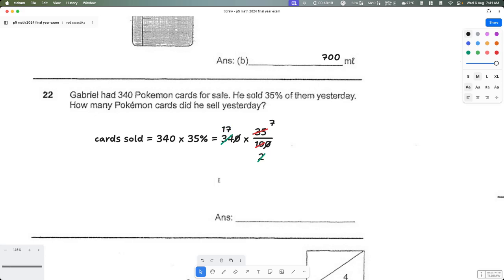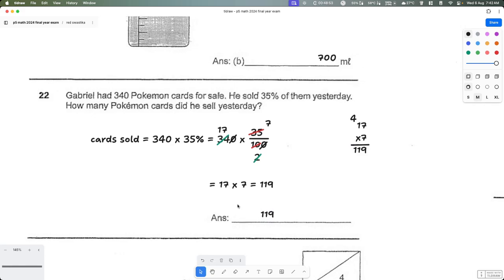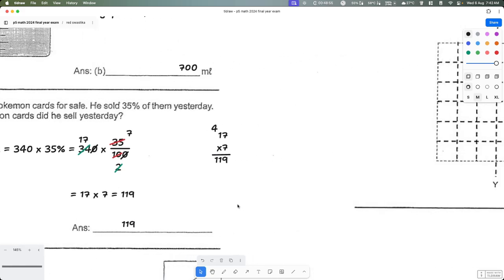So what would this become? 17 times 7. 7 times 7 is 49, put a 4 on top. So 17 times 7 is 119. There you go. So the answer is 119. That's it. Let's move on to the next question.